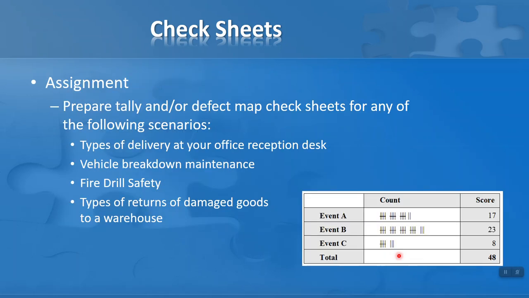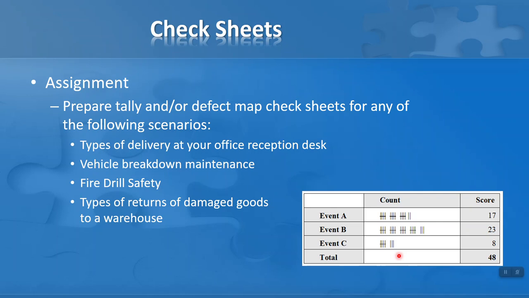Now, in your assignment for this lesson here, I'll be asking you to prepare a tally and or a defect map check sheet for any of the following scenarios, or all of them if you want, or you can try out a scenario of your own. So these are typical everyday scenarios for many people. So what about types of delivery at your office reception desk? So you could be getting flowers delivered, parcels delivered, letters delivered, all sorts of things being delivered, who they're for, how often do they come, what times of day do they come at, and so on. So prepare a check sheet for the office reception desk.